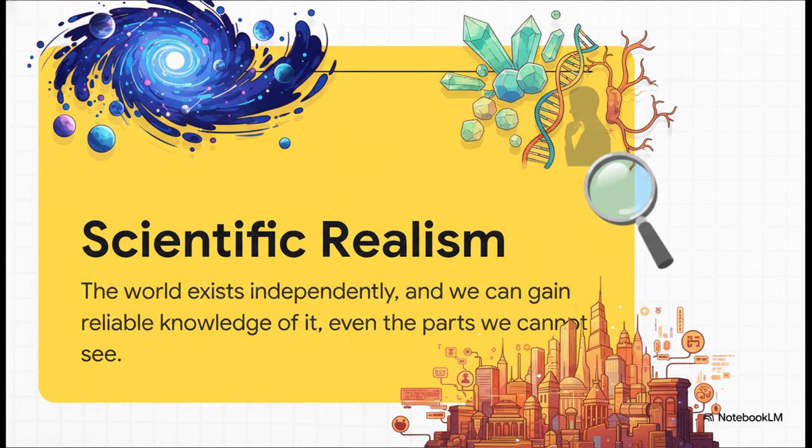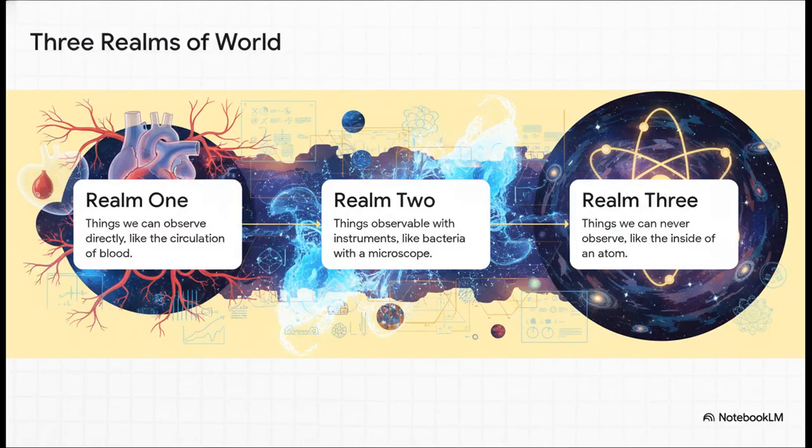He says the world science explores can be split into 3 distinct realms. Okay, so realm 1 is stuff we can see directly, like blood circulating. Realm 2 is stuff we need tools for, think bacteria under a microscope. But realm 3, that's the really mind-bending one. These are things we can never observe directly, no matter how powerful our instruments get, like the inside of an atom. So the crucial point is, to understand realms 2 and 3, the invisible parts, scientists have to create models to represent what they believe is happening.